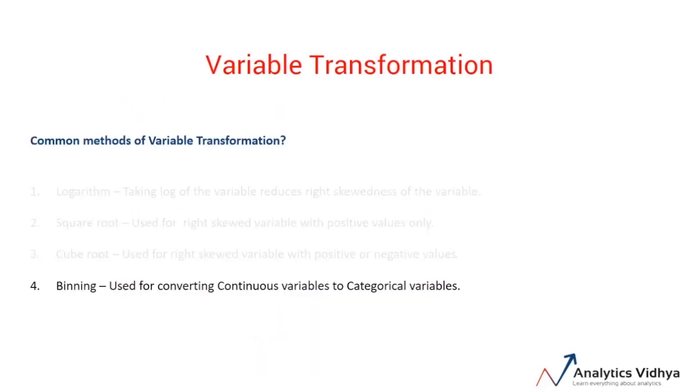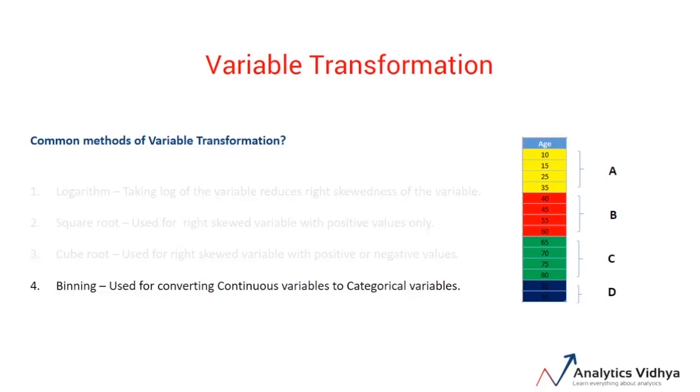The last one is binning, where we convert a continuous variable to a categorical variable. So for example, this is an example of binning. This is the age variable where we have age ranging from 10 to 90. Here we have converted this continuous variable into bins. So for example, this yellow part is a single bin called A, the red part is another bin called B, the green part is C, and this violet part is D.